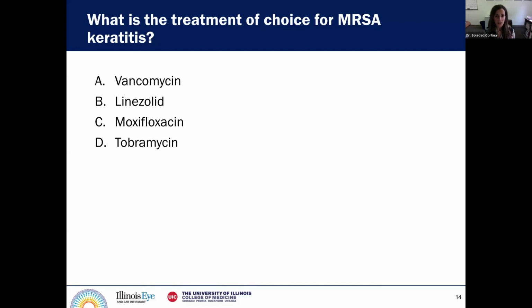Moxifloxacin, like we talked about, at least in the US, has a high rate of resistance from MRSA to quinolone, so it wouldn't be a treatment of choice. And tobramycin is mainly a gram-negative spectrum, so it can be an adjuvant in certain infections. It's not the treatment of choice as a monotherapy.